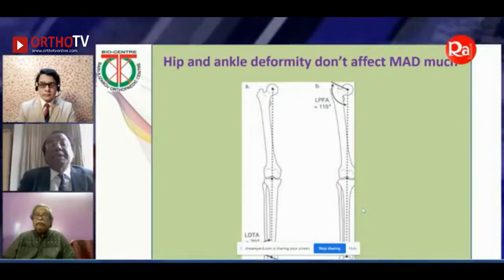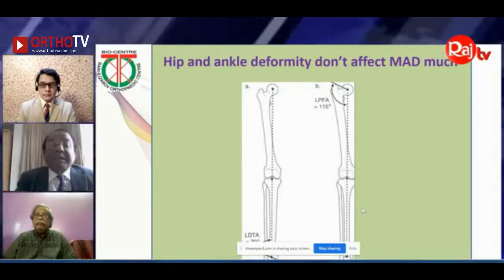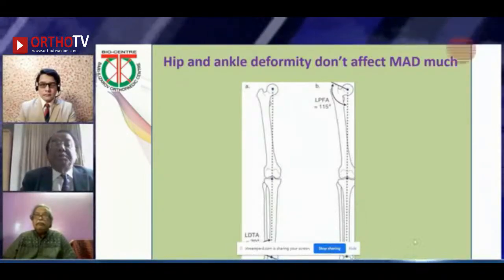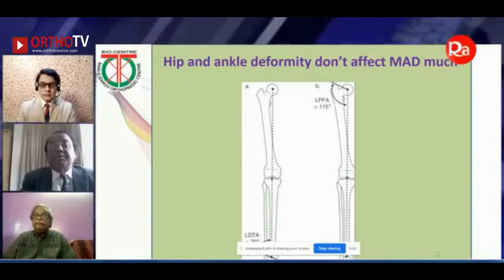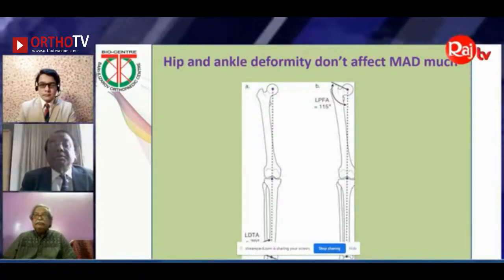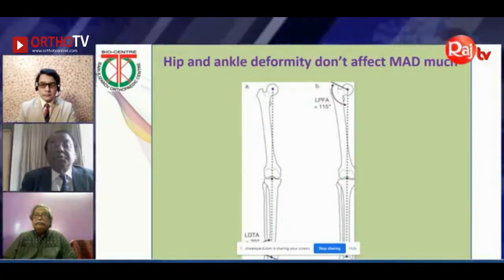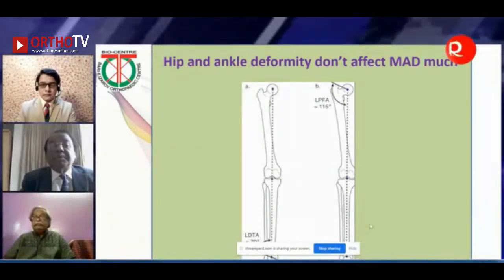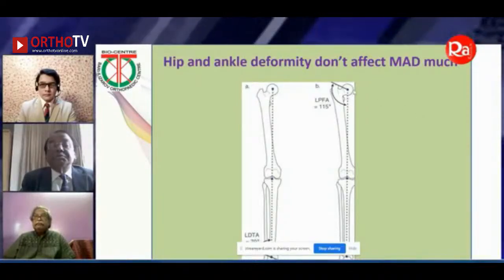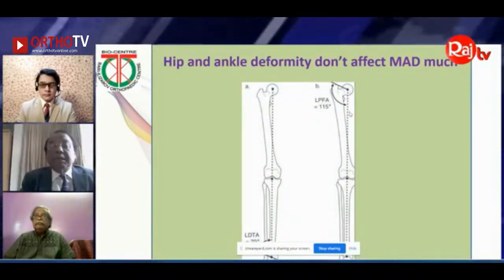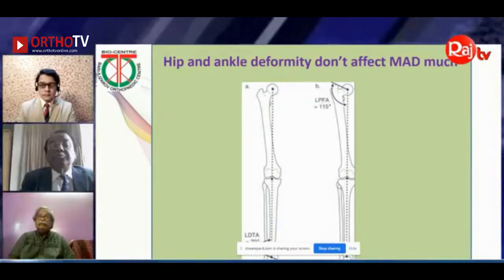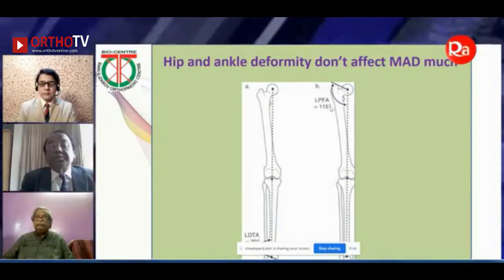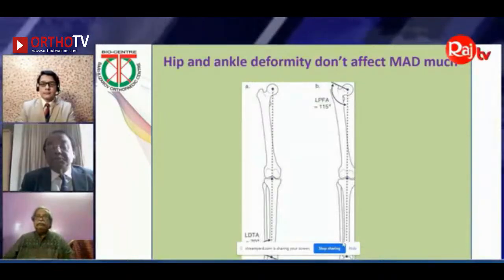Hip and ankle deformity don't affect the mechanical axis deviation. If you see deformity in the proximal femur and deformity in the ankle, you will not get any kind of mechanical axis deviation. See, your center of the head and center of the ankle is okay, but you are getting LDFA 115 degrees, and this is also deformed.